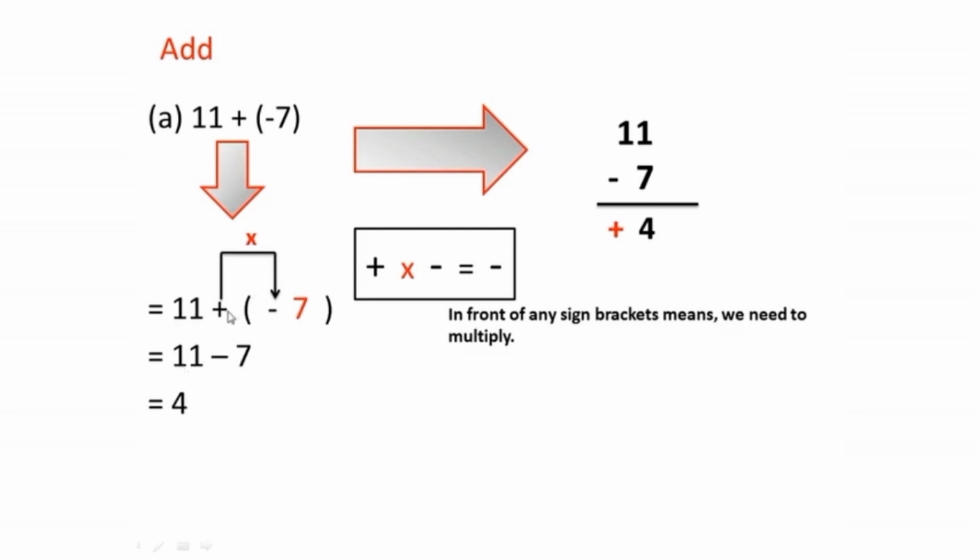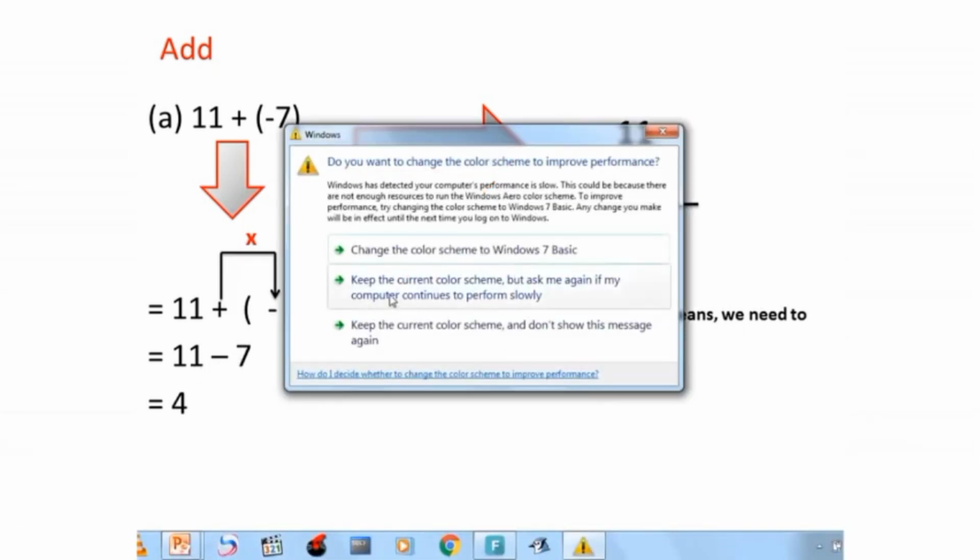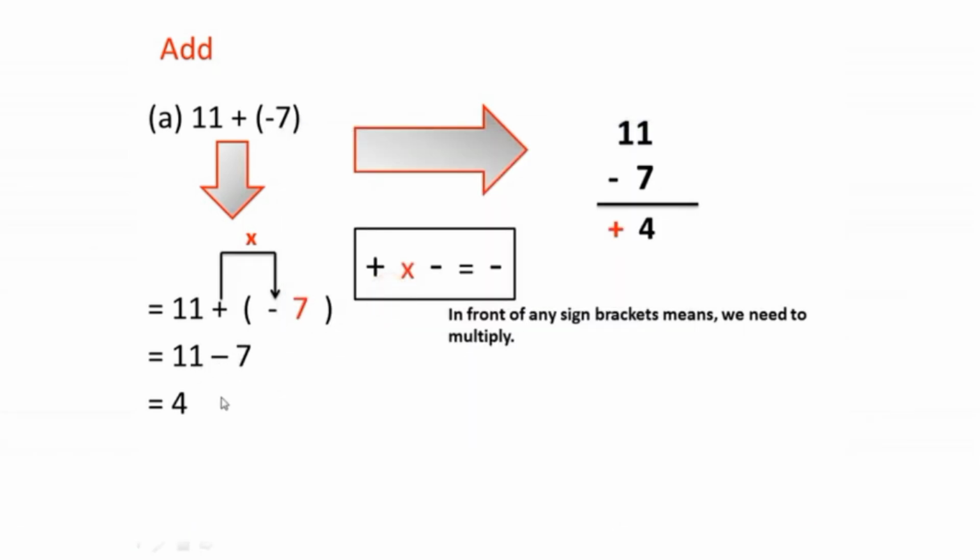Once again I repeat, 11 plus, here the bracket has opened. In front of any sign, if a bracket comes, we need to multiply. That means plus into minus. The minus I have written here, the remaining element is 7, 7 is also written here. And the last value, 11 minus 7, is equal to 4. The 4 is printed. The 4 is a positive number.